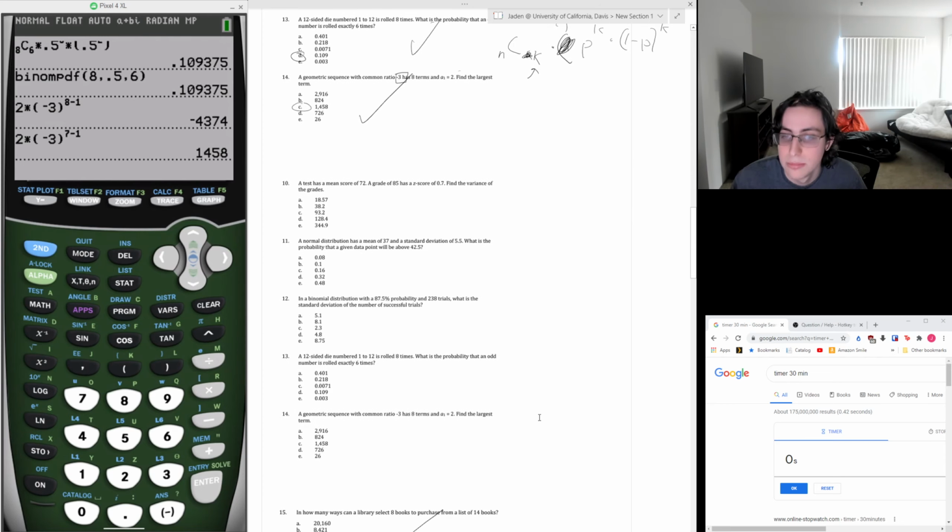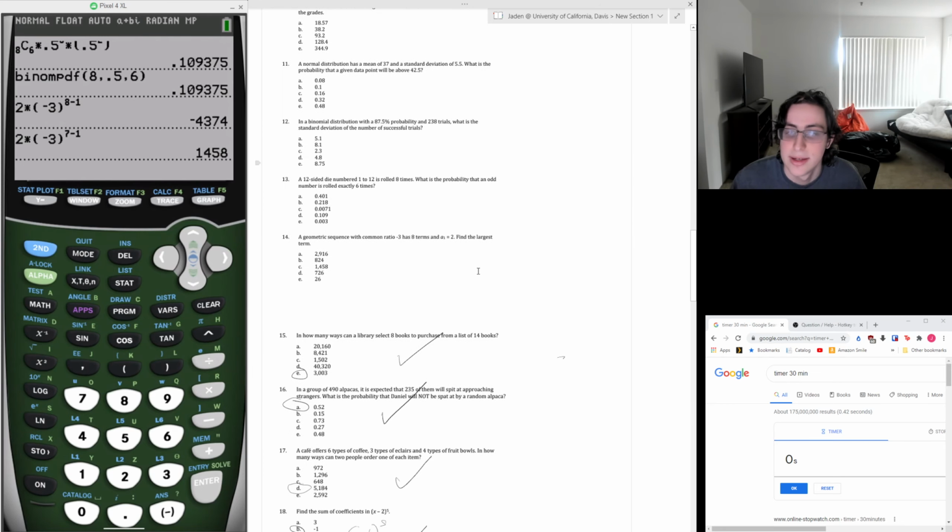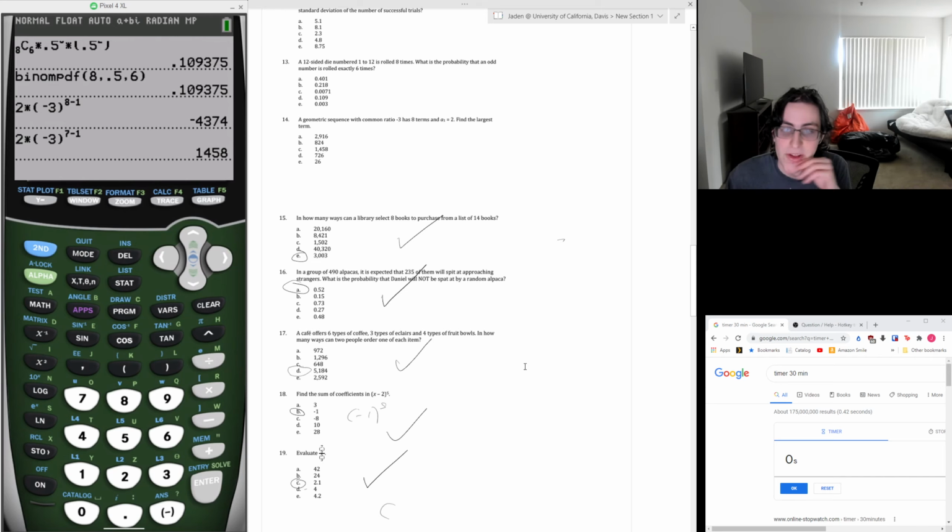Okay, let's scroll down. I accidentally copied that twice, so that sucks.